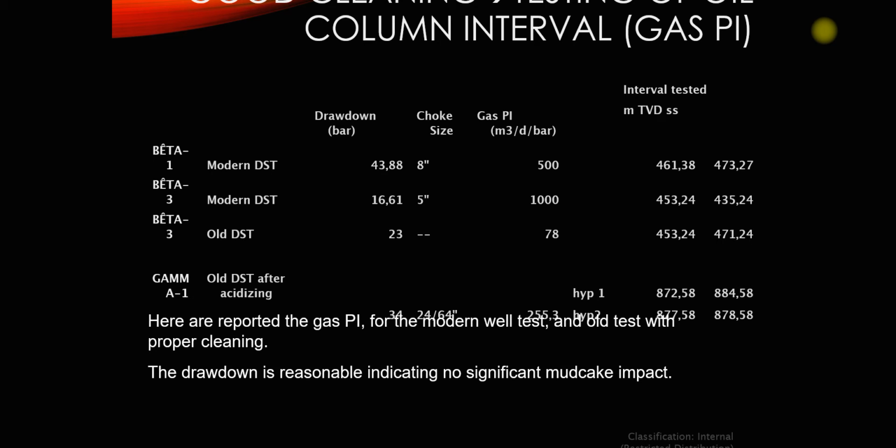So we are confident that the cleaning was proper, as was written. We have a gas PI that is reasonably high, and so we believe there is no significant mud cake impact on the drawdown. As well, we have Gamma 1, which had not been well cleaned at first, but it was acidized. So we believe that this acid job did the job in terms of cleaning the well, and we can reasonably trust the gas PI that comes from it.